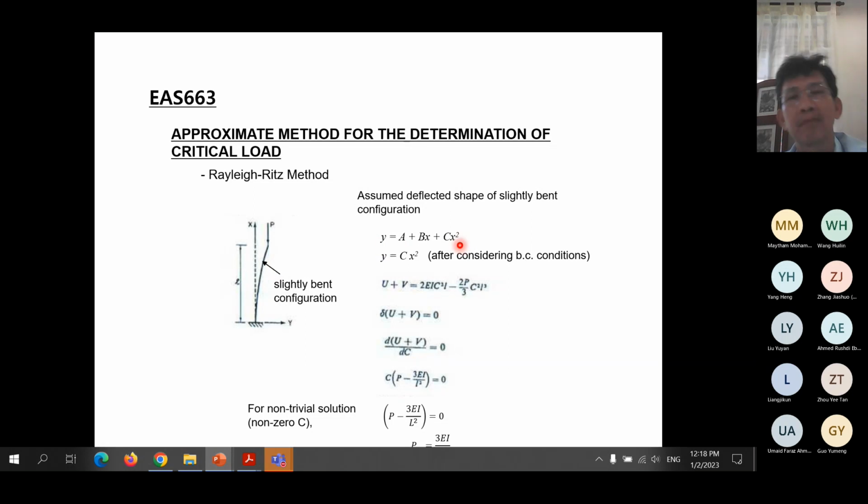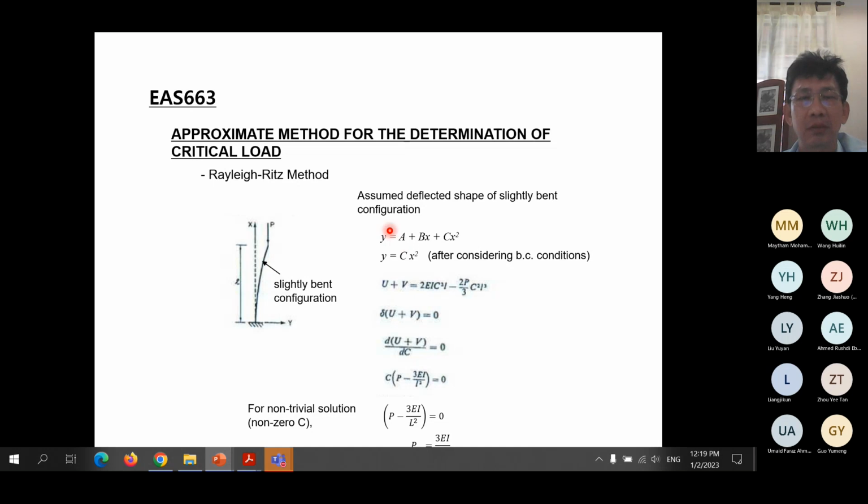We can also use sine, but it has to satisfy the boundary conditions, which are here: y must be 0 and rotation must be 0. If we apply those two conditions here, A and B become 0, and the only term that remains is this. This must also be kinematically admissible, which is the same requirement as in EAS661 that we have gone through for the Rayleigh-Ritz method. That means it must satisfy the kinematic boundary conditions.